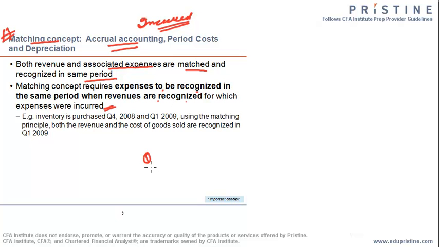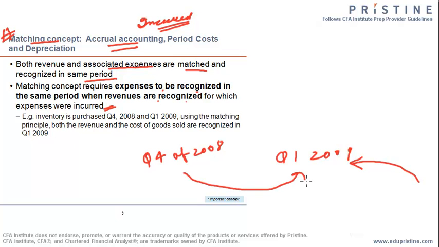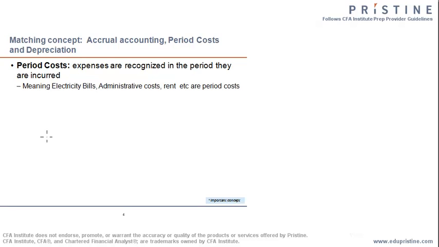Let us say that we have purchased an inventory in Q4 of 2008 and this inventory is sold in Q1 2009. Hence, if the revenues are booked in Q1 2009, automatically the COGS will be booked only in Q1 2009, and that is precisely what the matching principle is all about. As per matching principles, the expenses are accounted only when revenues are earned, so revenue timing and expense timing are matched.